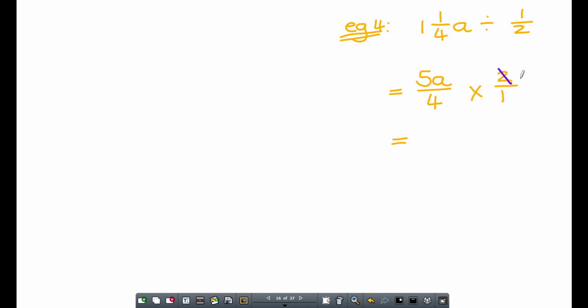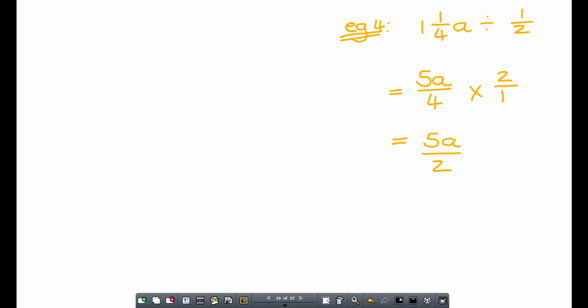2 will go to itself once and 2 will go in there twice. Okay. Now look at what I have left. I've got 5A over 2 times 1 over 1. Now that 1 over 1 is just 1. And when I take anything and multiply it with 1, it will stay exactly the same thing. So do you guys see that the final answer will be 5A over 2. Good. 5A over 2. Right. Any questions?